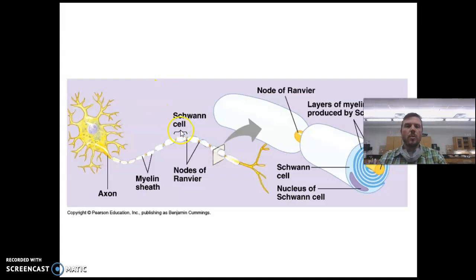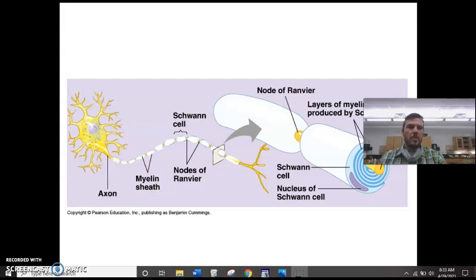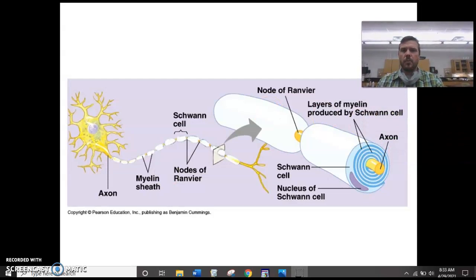The only way that's possible is by having this thing called the myelin sheath and saltatory conduction. So let me move myself out of the way here. So basically, we have these things called Schwann cells. Here's the nucleus of the Schwann cell here, and it will lay down a fatty layer called the myelin sheath. And it lays it down in such a way that there are these little tiny gaps. And these little tiny gaps are called nodes of Ranvier, which is one of my favorite names in all of biology.